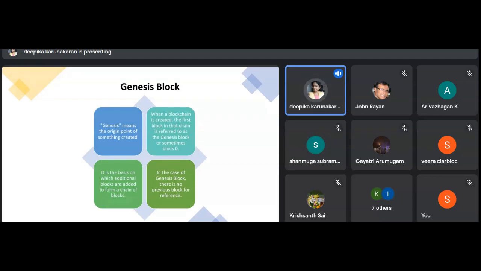Okay. So Genesis block. Genesis in the sense the origin point of something which is created. When the blockchain is created, the first block in that chain is referred to as the Genesis block, or block 0. Based on that first block, additional blocks are added, and that's where a chain of blocks is formed. There is no previous reference for the Genesis block because it is the first, initial block.